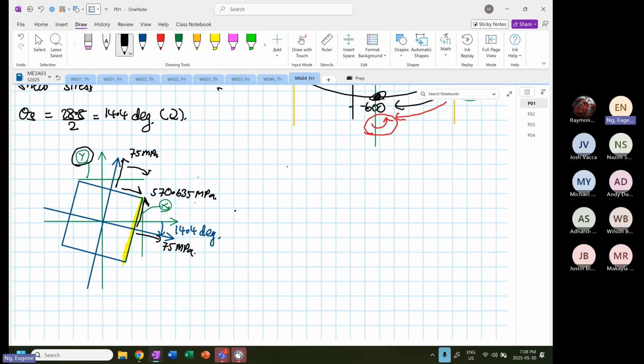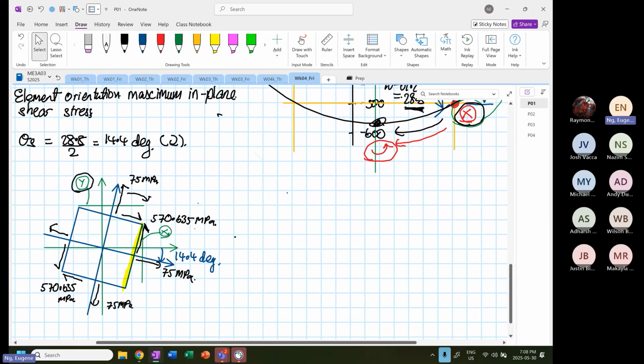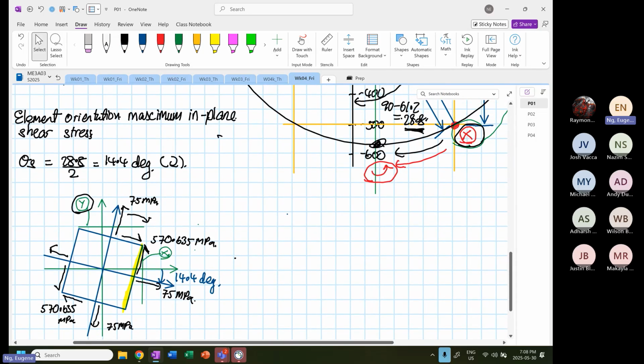Okay. So to complete the drawing, you just need to do this. And that's it. And if you have to draw the 75 down here, you can also. So this is your 75 megapascal, and your shear is 570.635 megapascal. So what we have learned is that for the element with the maximum in-plane shear stress, we also can get what? Normal stress.